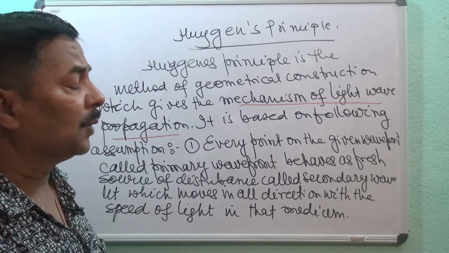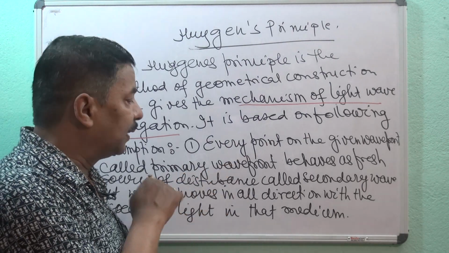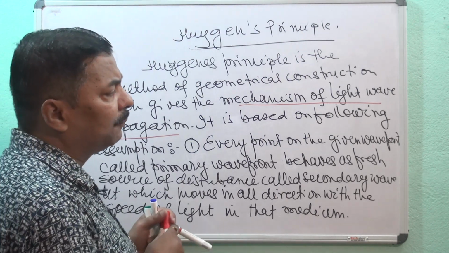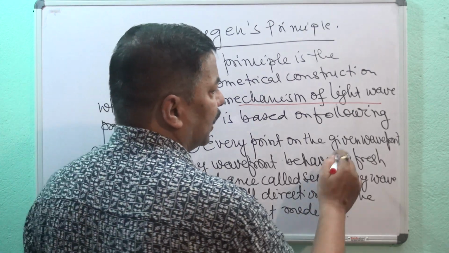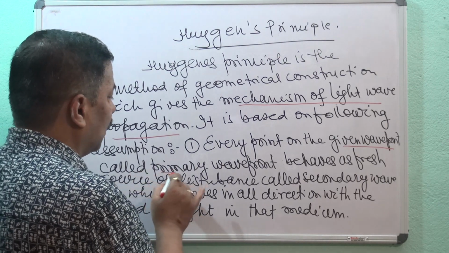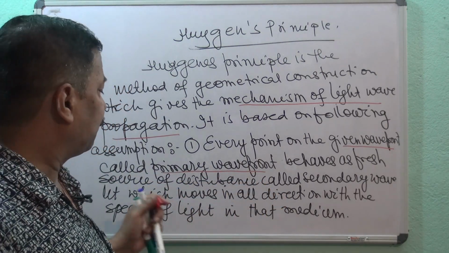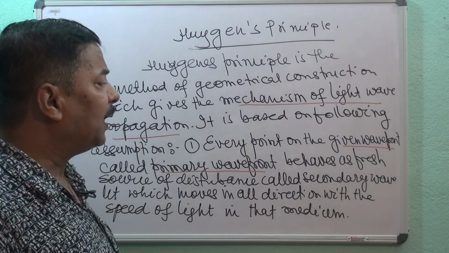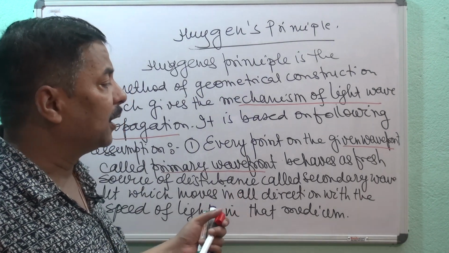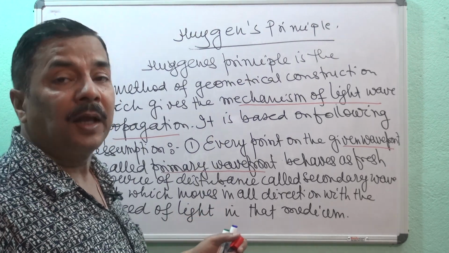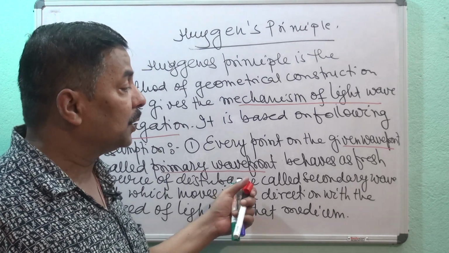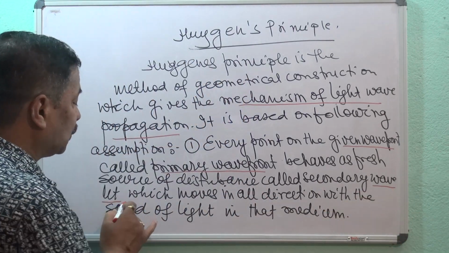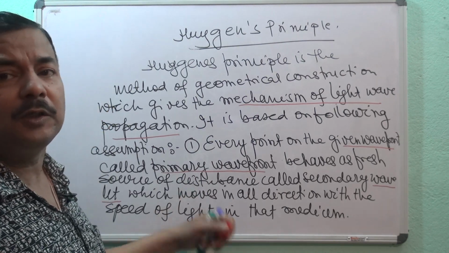What is the assumption? The first assumption is that every point on the given wavefront, the given wavefront is called your primary wavefront. Every point on the given wavefront behaves as a fresh source of disturbance. Fresh source of disturbance means it is behaving like a source. I will show you the diagram also, which will explain how it is the fresh source of disturbance. And that fresh source is called secondary wavelet. This secondary wavelet moves in all directions with the speed of light in that medium.